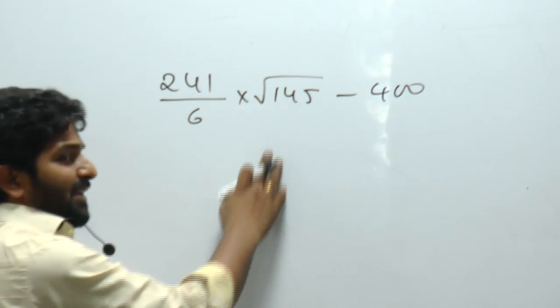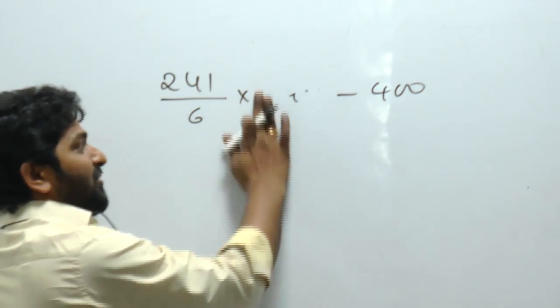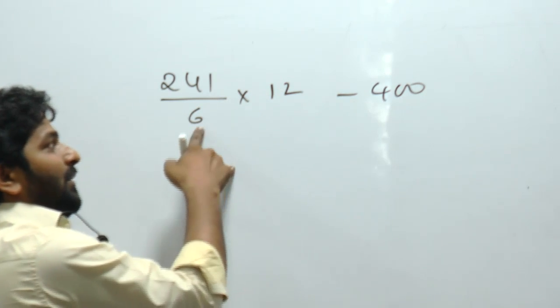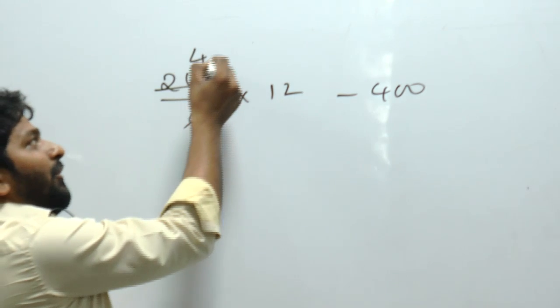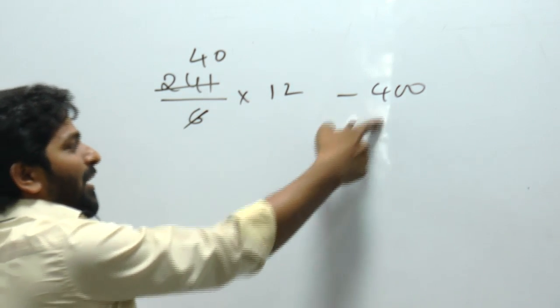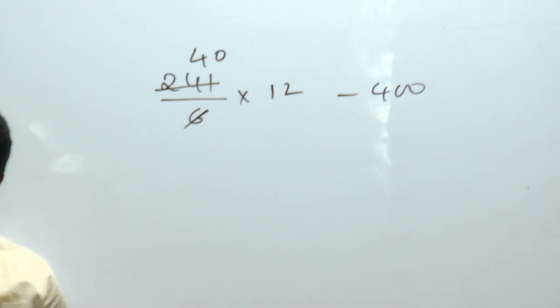This is what you need to calculate. Under root 145, this is near about 144, which is 12. And you can treat 241 as 240. 6 how many times? 40 times. 40 times 12 is 480, minus 400, 80.